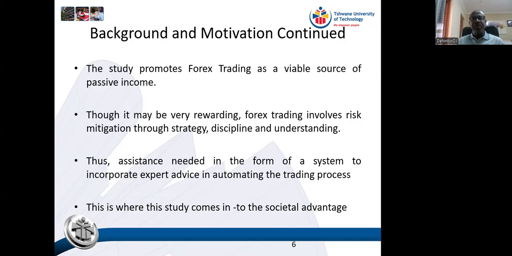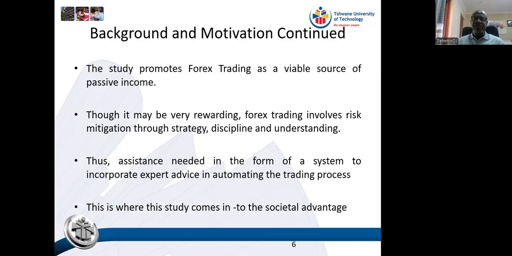However, though it may be very rewarding, forex trading involves a lot of risk. And this risk needs to be mitigated through strategy, discipline, and understanding. I previously mentioned that within few minutes, a lot of things can happen. So such trader must be there, monitoring it, and making sure that he understands whatever he's doing at any point in time. And as we know, there are human limitations, may not perform and may not actually allow that, you are obviously going to get tired at some point, or sometimes we need to quickly go somewhere else and to avoid that kind of a thing.